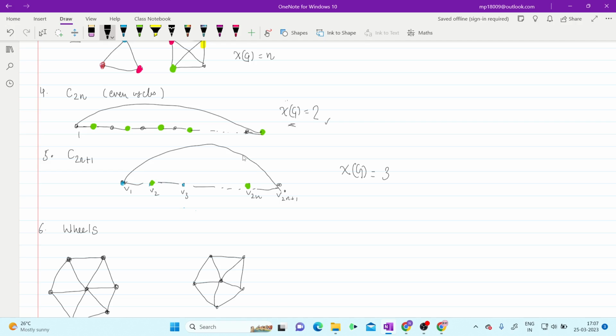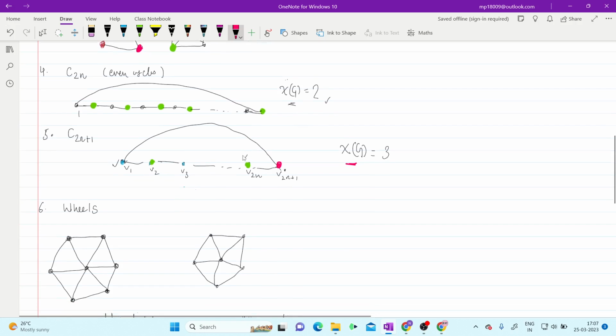Now for vertex V2n+1, we cannot color it green or blue. So we have to choose a different color, say red. So we see that we cannot color it with two colors. Therefore, the chromatic number of an odd cycle will be 3.